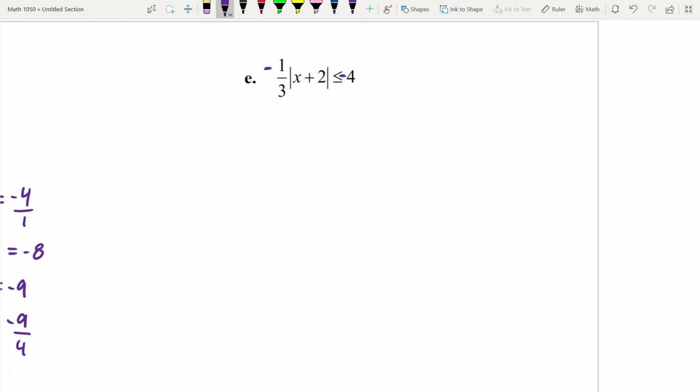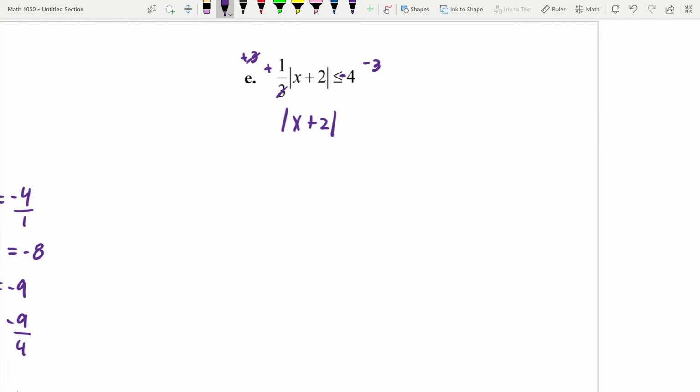Okay, so now I have to get rid of the 3, but I also have to get rid of the negative, right? So I'm going to multiply the right and the left by a negative 3. So then what happens on the left, a negative times a negative is a positive. A 3 on the top and a 3 on the bottom goes away. So everything is gone. So now I have the absolute value of x plus 2.